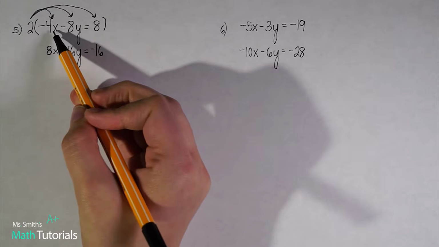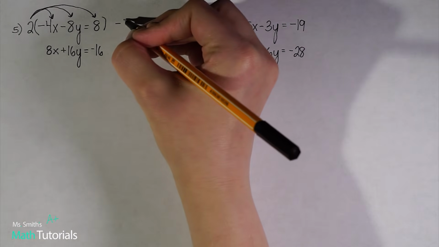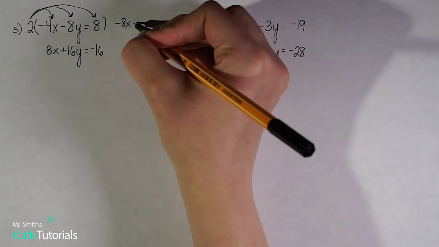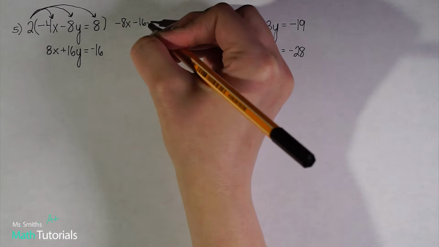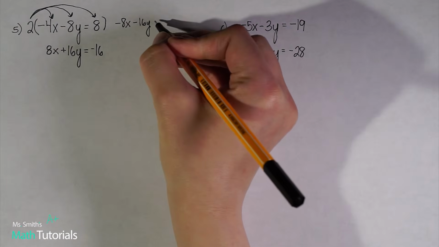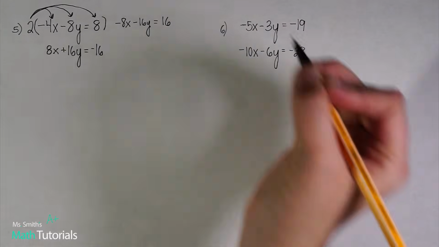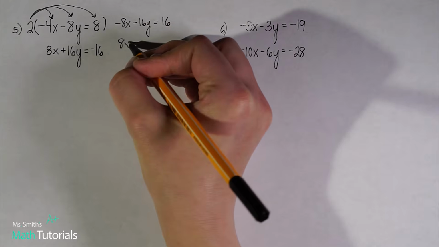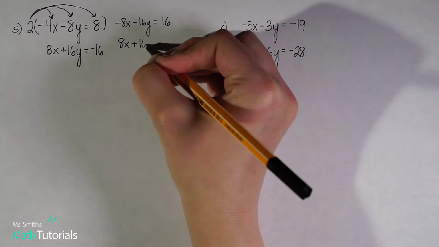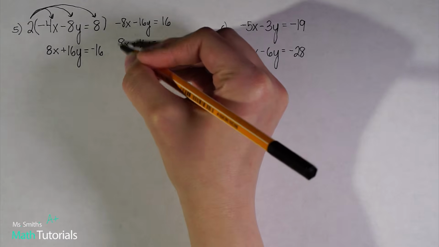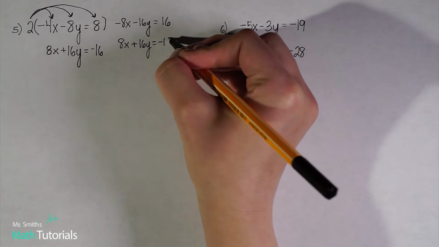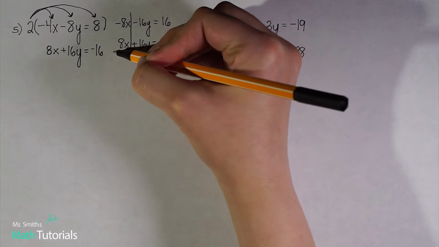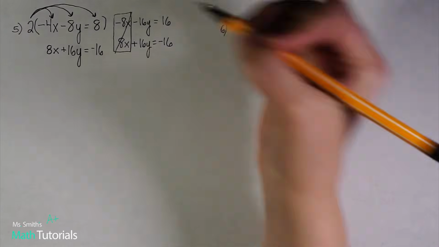So 2 times negative 4x, that would give me negative 8x. 2 times negative 8y would give me negative 16y. And 2 times 8 would give me positive 16. Now I want to bring over this bottom equation. I don't want to multiply anything times the bottom because I already had my sign and number exactly as I wanted it. So we targeted my x's, and I now have a perfect elimination situation with my x's.